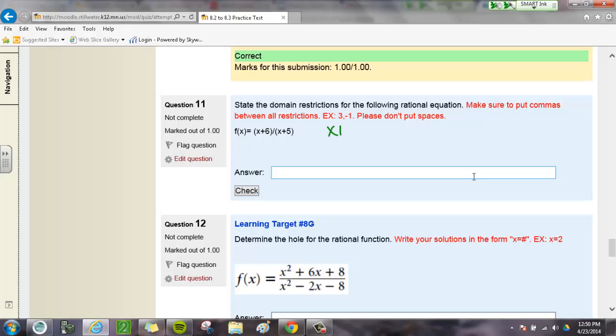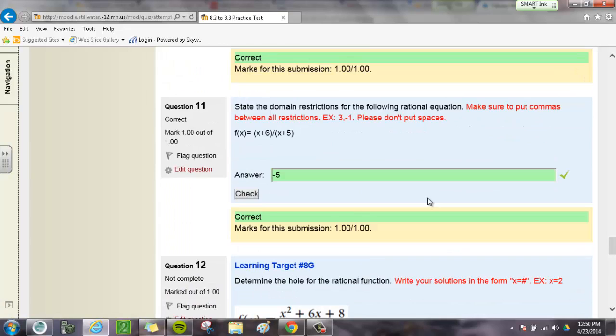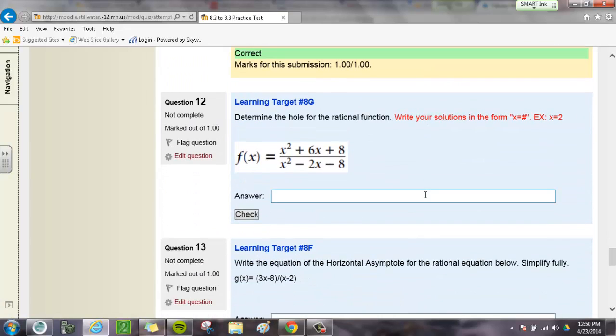Number 11. State the domain restrictions for the following rational equation. So again, we take this x plus 5, this bottom. We're just going to set that equal to 0 to solve. Oh, well, it's already factored. So what is it that makes this bottom equal to 0? It's just negative 5. Negative 5 plus 5 is 0. So put negative 5 in there. That was good. Nice, easy one. Must have those every so often, aren't they?